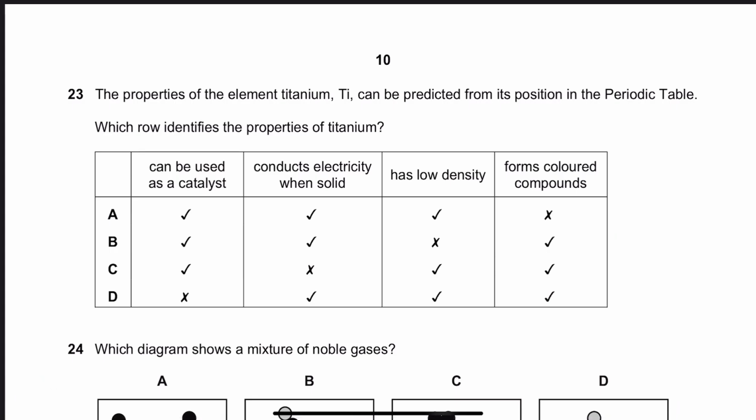Part 3 says the properties of element titanium can be predicted by its position in the periodic table. Which row identifies the properties of titanium? So it's actually a transition metal. I'll tell you, you guys can check it out. I know that it's a transition metal.